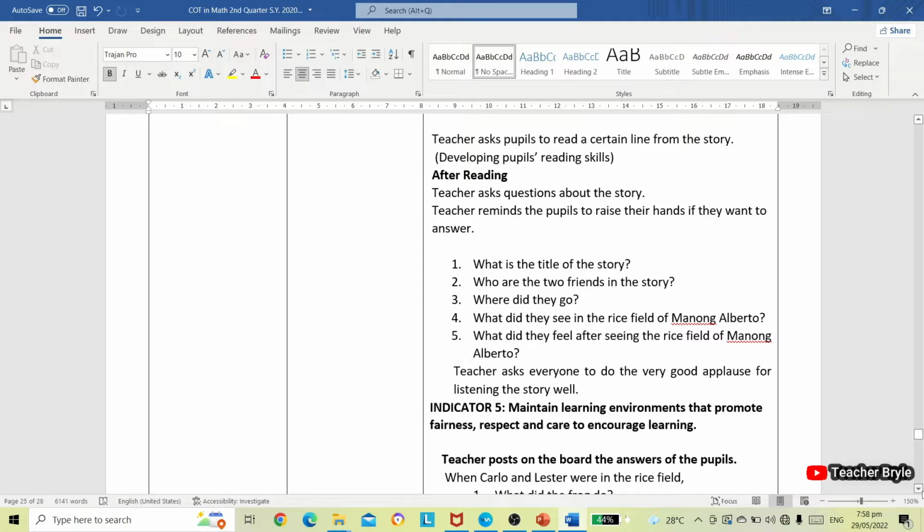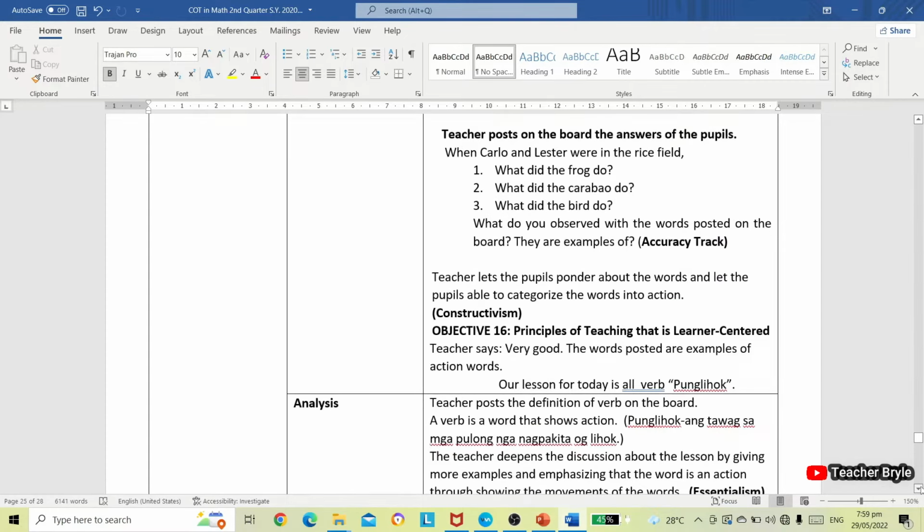Teacher asks everyone to do the very good applause for listening to the story well. That is, we targeted Indicator 5. Maintain learning environments that promote fairness, respect, and care to encourage learning. Teacher posts on the board the answers of the pupils.